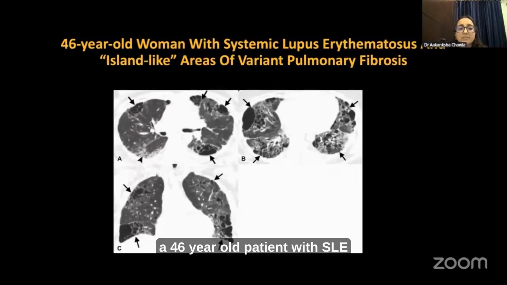Then again, a 46-year-old patient with SLE with island-like fibrosis. Again, a variant of pulmonary fibrosis. There is some cyst also seen here.